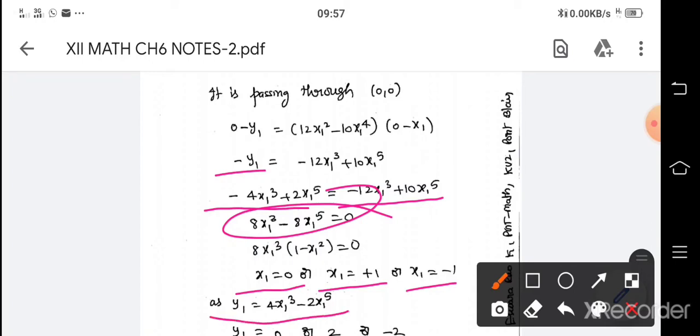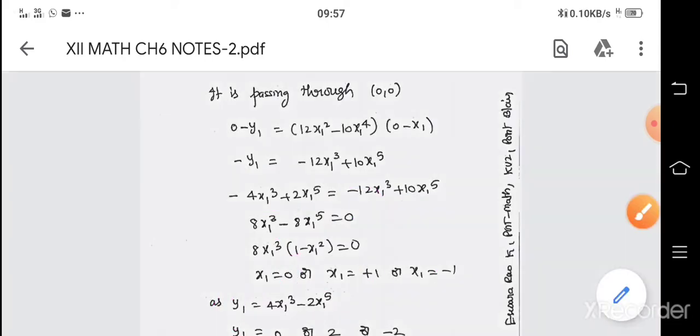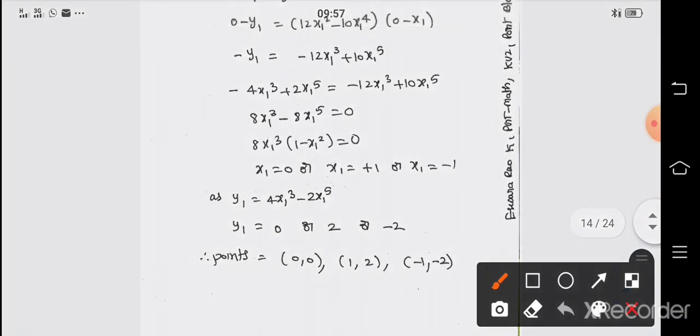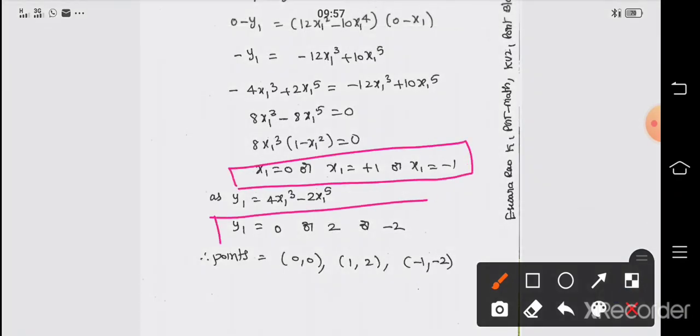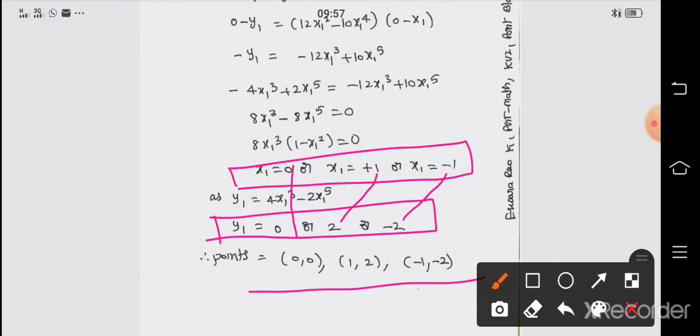So what is y1? 4x1 cube minus 2x1 power 5, we know very well. Substitute 0, then get the y1 value. Substitute plus 1, get the y1 value. Substitute minus 1, get the y1 value. That means we get 3 points. So see, all 3 points were found. When I substitute x1 equal to 0, plus 1, minus 1, I get y1 equal to 0, 2, minus 2. So the points are (0, 0), (1, 2), (-1, -2). Those are the required points.